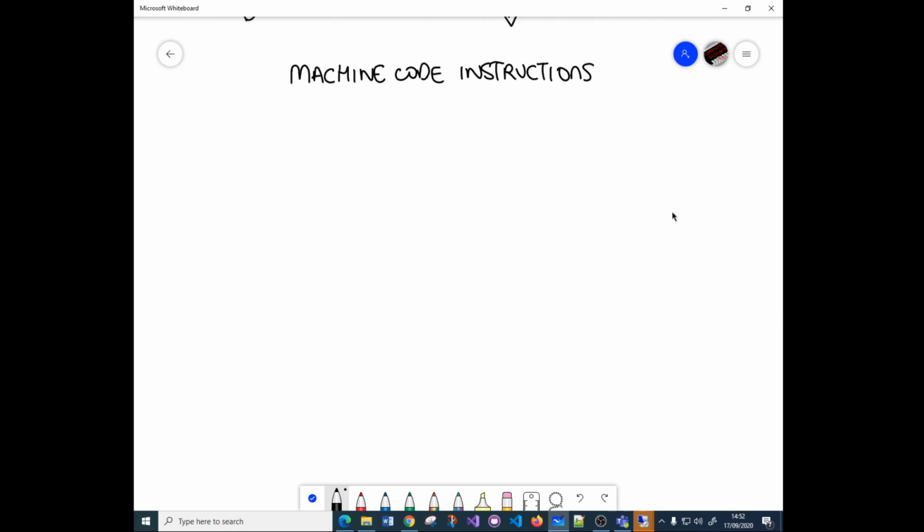Right, so machine code instructions. I've got an arrow at the top of the screen there. Right, in general, all machine code instructions have two components.